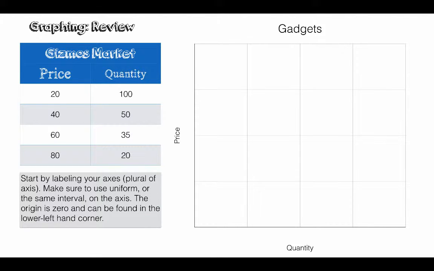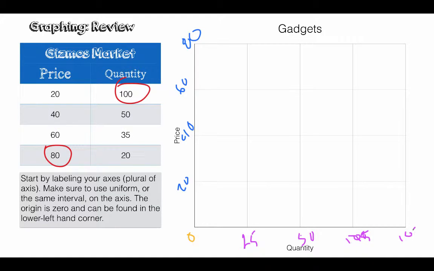Alright, let's start by labeling our origin here. We have a highest price of 80, so I could count by 20. I have those 4 spots. And I've got the highest quantity of 100, so I know how to do this. This is 20, 40, 60, and 80 as my highest price. And then my quantities can be 25, 50, 75, and then 100.